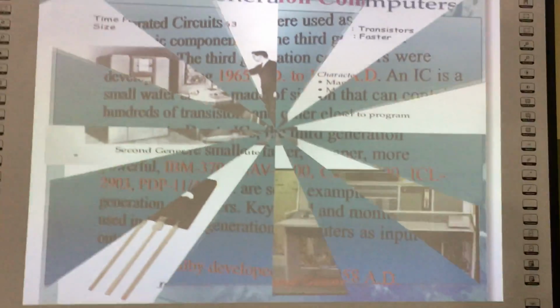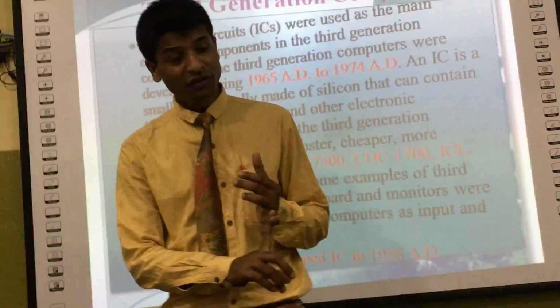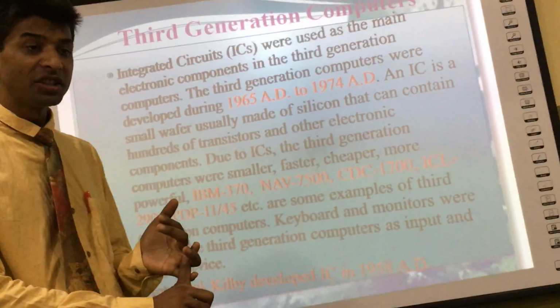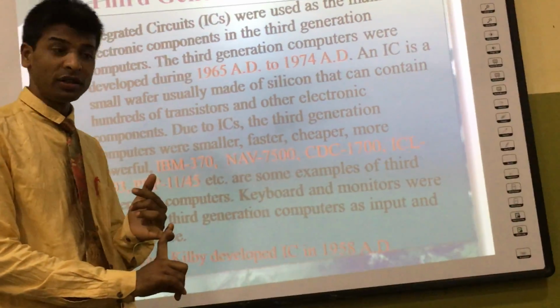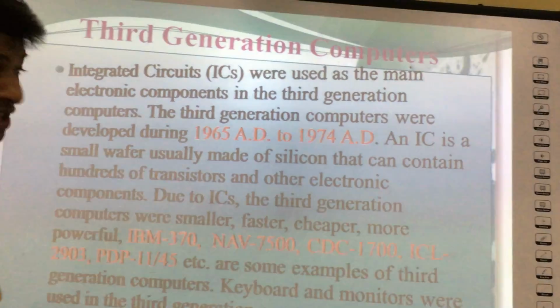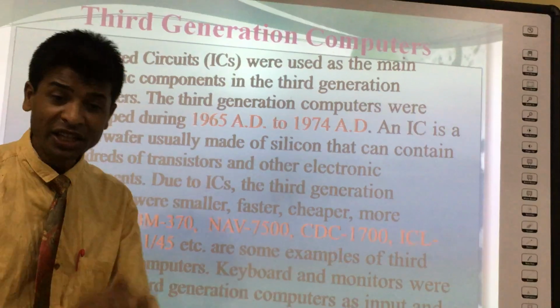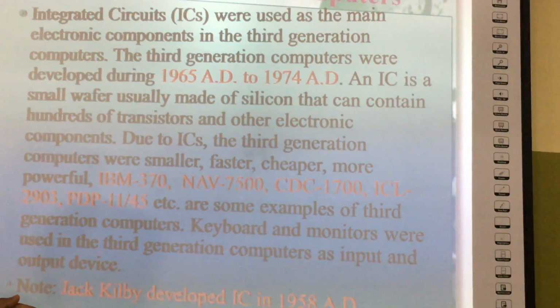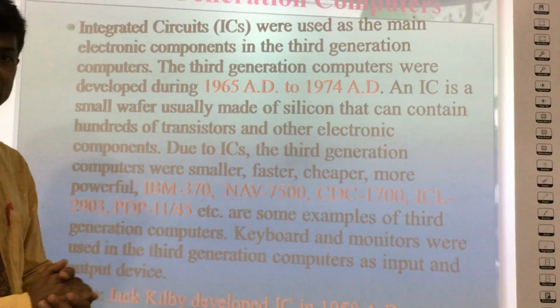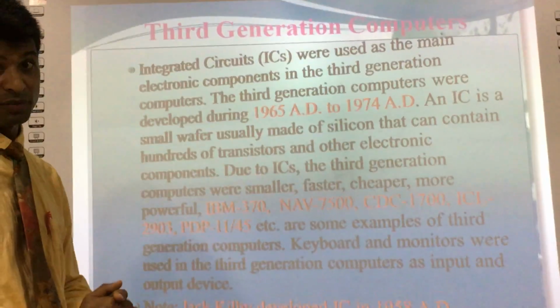Please go to the next slide. Now the third generation computer. I already explained the first generation computer and the second generation computer. In the first generation computer, vacuum tubes were the main component. In the second generation computer, transistors. Likewise, IC, the full form of IC is integrated circuit, is used in the third generation computer as the main component. If there was no IC, there was no third generation computer. It comes under the second generation computer only.